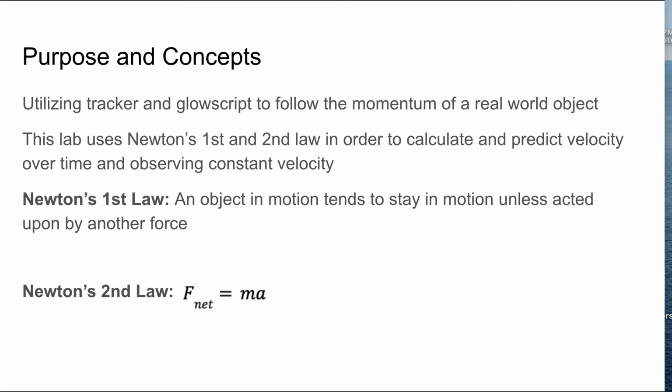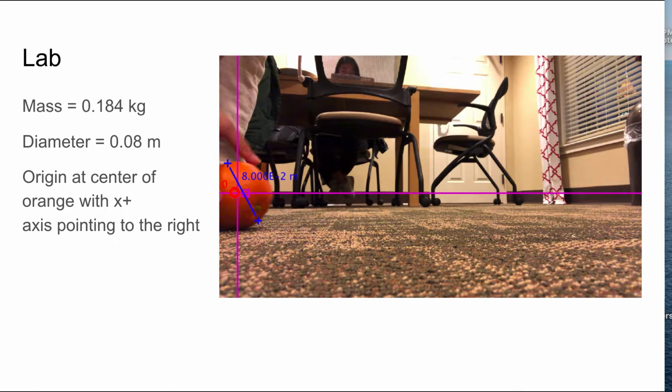velocity. The concepts used are Newton's first law, which states an object in motion tends to stay in motion unless acted upon by another force, and Newton's second law, which says that force and acceleration are proportional through the equation net force is equal to mass times acceleration. The lab setup includes an orange, which I found the mass of to be 0.184 kilograms, a diameter, which is 0.08 meters, and an origin at the center of the orange with the x-positive axis pointing to the right.